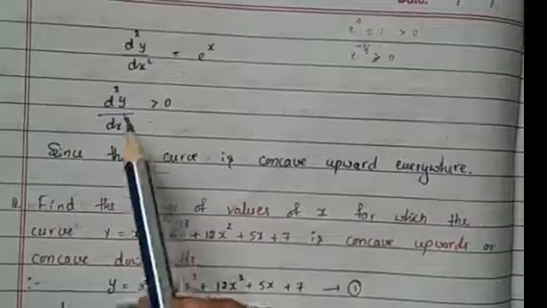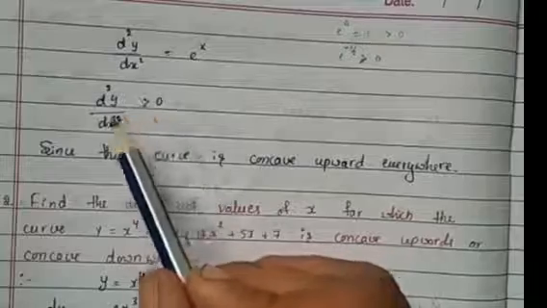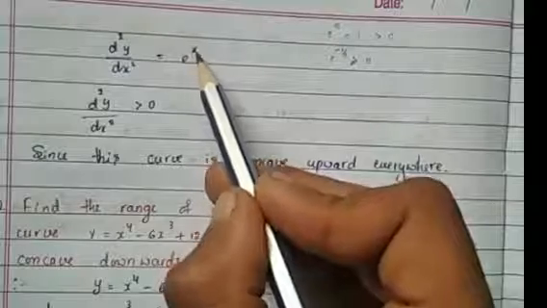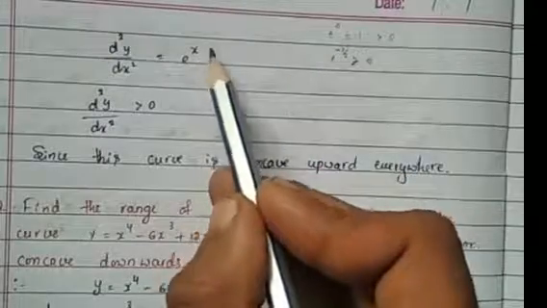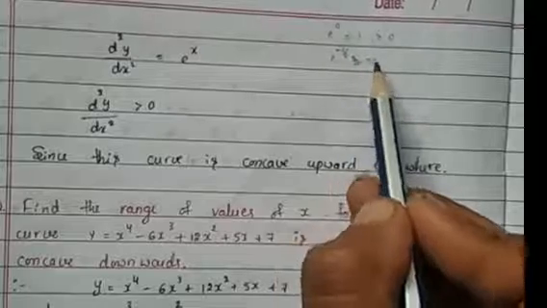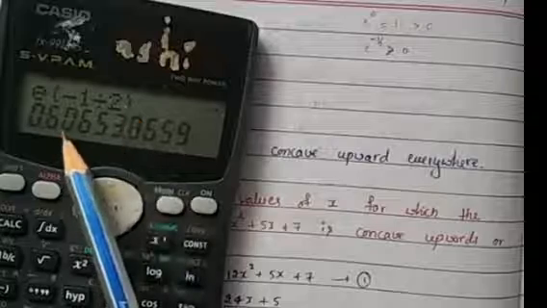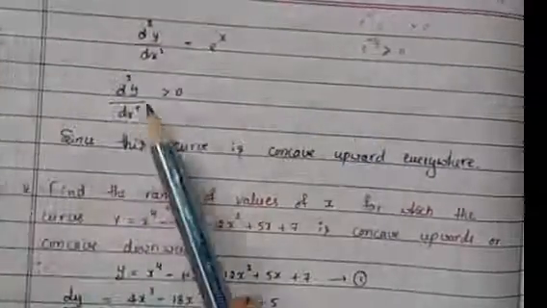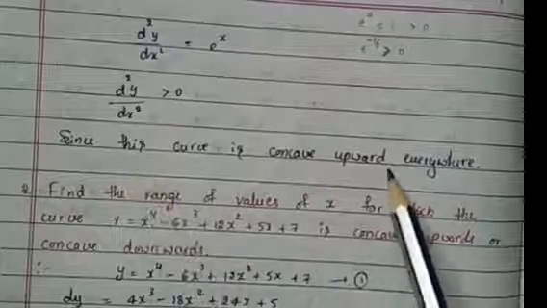We conclude that d square y by dx square is greater than 0. Why do we write d square y by dx square is greater than 0? Because applying x equal to 0, you get e power 0 is equal to 1, which is greater than 0, and applying a negative value such as e power minus 1 by 2, which is about 0.60, is also greater than 0. Hence d square y by dx square is greater than 0, so this curve is concave upward everywhere.